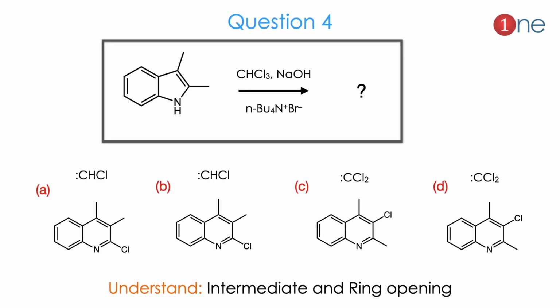Then question number 4. The starting material is an indole system with two methyl groups attached at the third and fourth position. Here the reagents are chloroform and sodium hydroxide. Then the tertiary amine is given in butyl form. Here the choices are given. What is the real product? The products are carbene with chlorine, with dichlorine, or the ring expansion occurred here. Here you have to understand that there is a stable intermediate formation and ring opening.